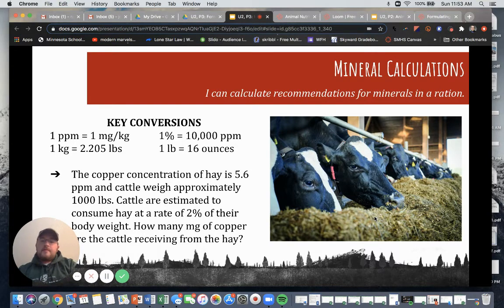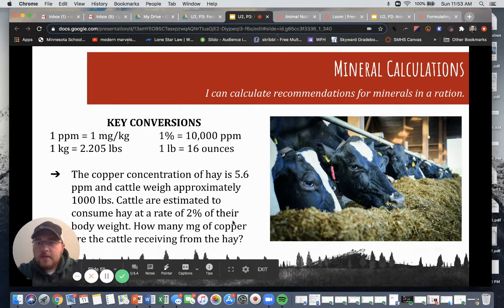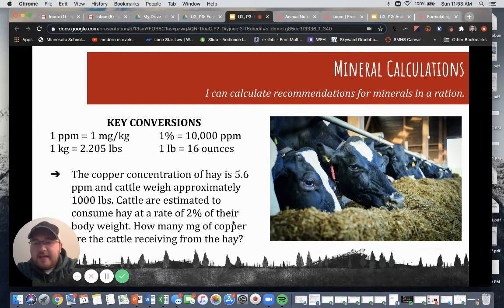Okay. Let's do another one. I think there's a few left in here. Okay. The copper concentration of hay is 5.6 parts per million, and cattle weigh approximately 1,000 pounds. Cattle are estimated to consume hay at the rate of 2% of their body weight. How many milligrams of copper are the cattle receiving from the hay? That's a big question. So kind of reread that to yourself if you need to.